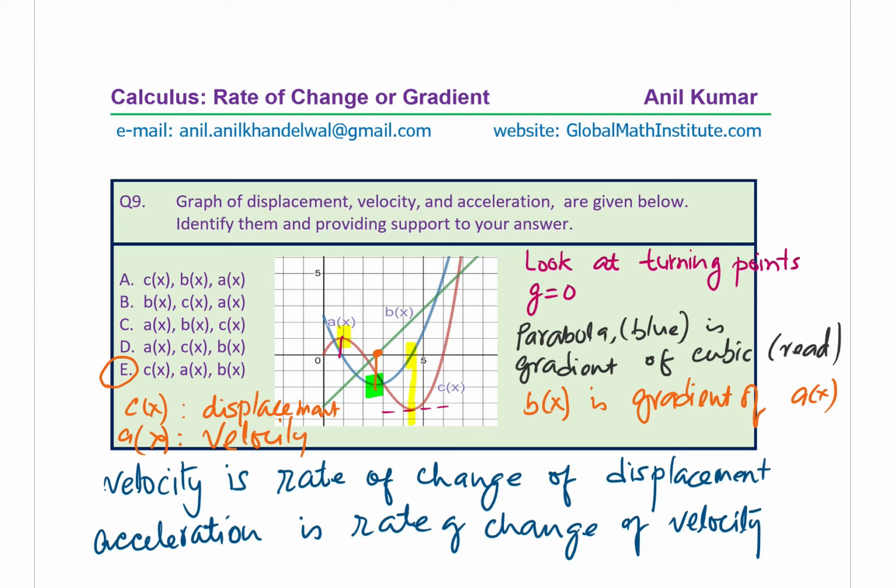B of x is a straight line, which is the gradient of the velocity. This makes sense to you. Have a good look at this graph. It really helps. So what we observe here is that for polynomial functions, it is a very easy pick.